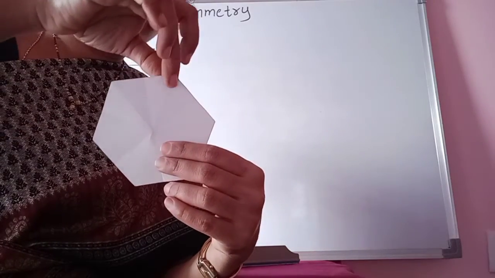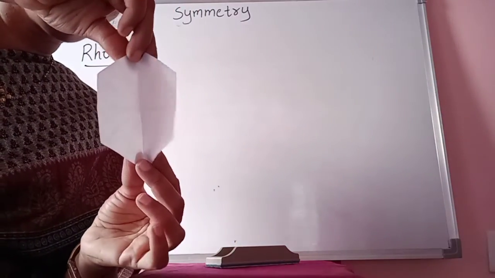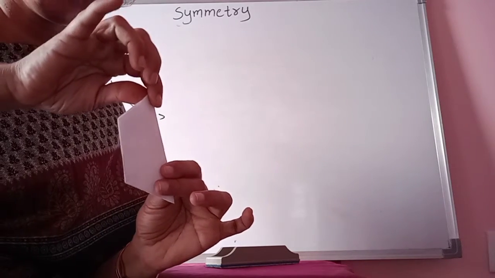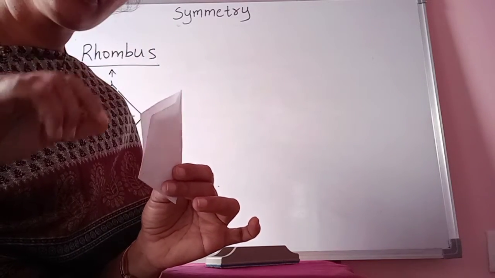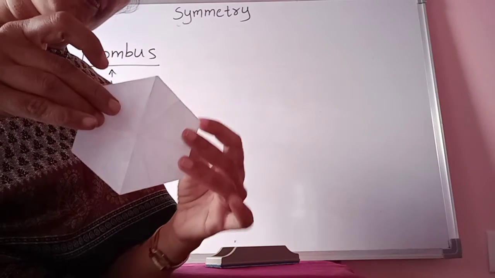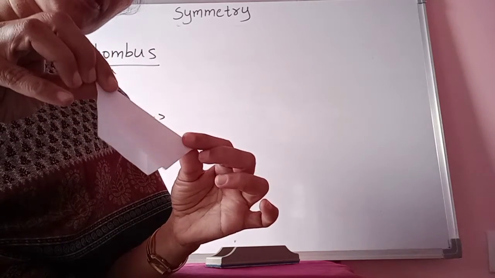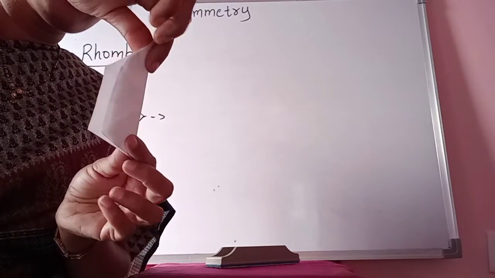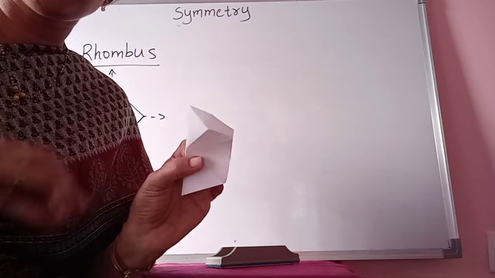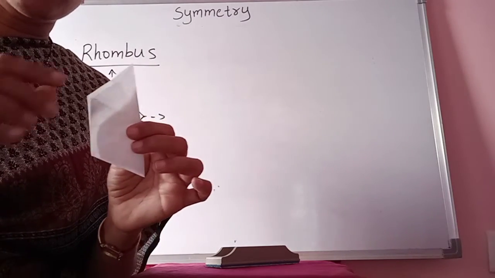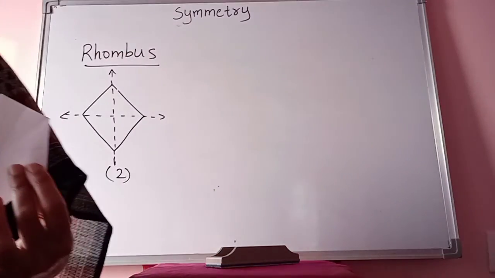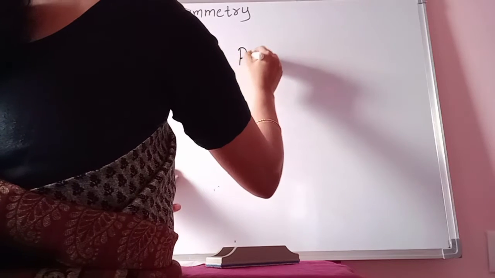Now I am folding, joining opposite vertices. Previously we joined opposite sides, now opposite vertices. If we join opposite vertices also, exactly their parts are matching each other. Children, therefore we say it has 6 lines of symmetry. Now I am drawing all those 6. Hexagon, regular hexagon.